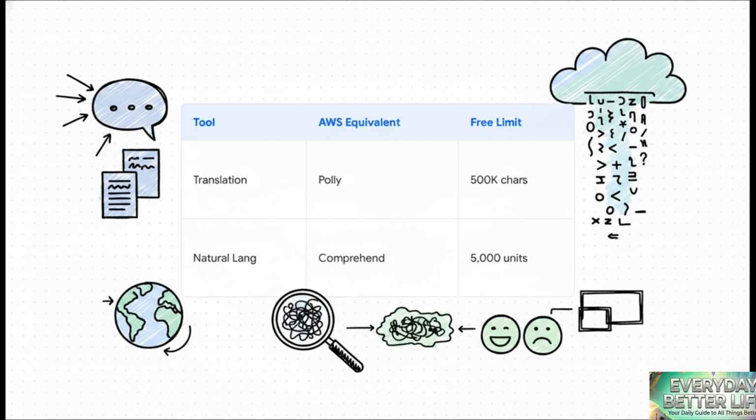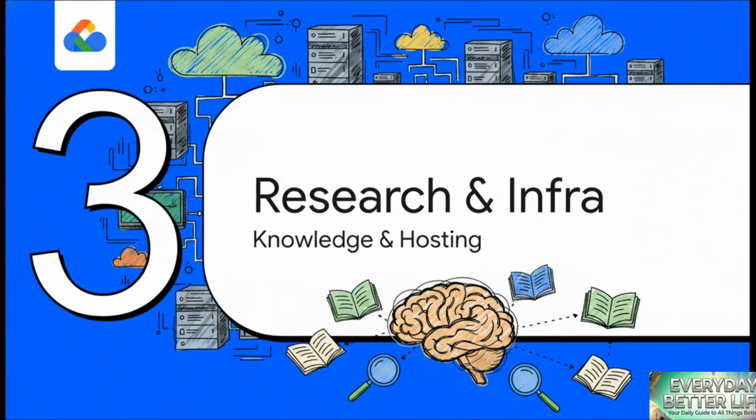And the text processing is just as beefy. You're looking at 500,000 characters of free translation. Think about it. You could literally localize an entire indie game or batch translate heavy documentation without paying a single cent. Pair that with millions of characters of free natural language processing, and your app can effortlessly analyze user sentiment at total scale. Which brings us to phase three, research and infrastructure.